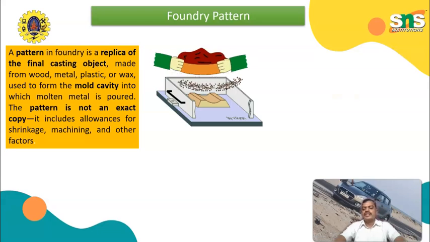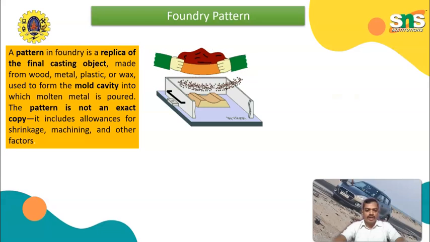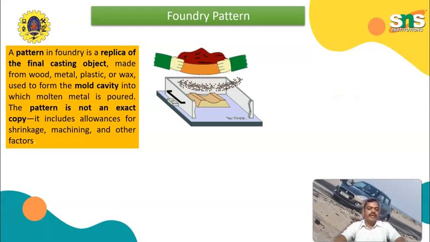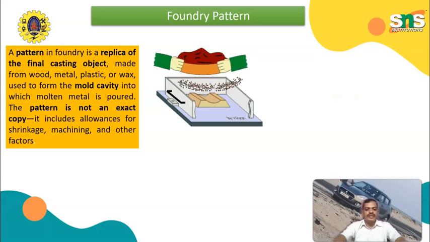First we see the single piece pattern, the simplest type, used for simple shapes. Next is the split pattern, made in two halves for complex shapes. Next is the match plate pattern, patterns mounted on a plate for higher production. Cope and drag pattern, each half of the mold has a corresponding pattern. Loose piece pattern, used when shapes prevent easy pattern removal.